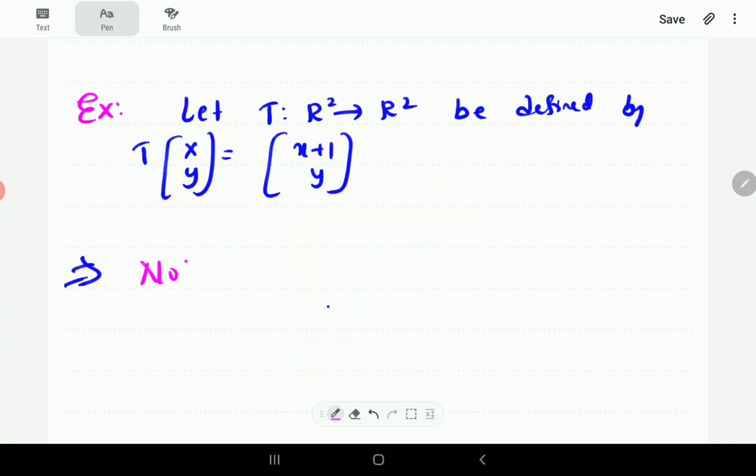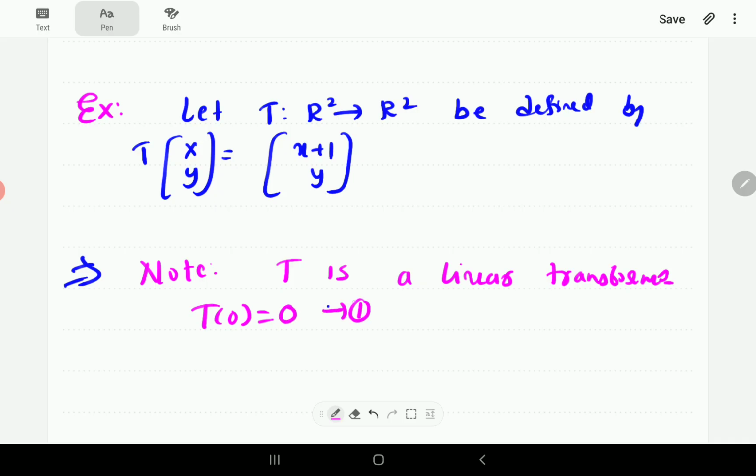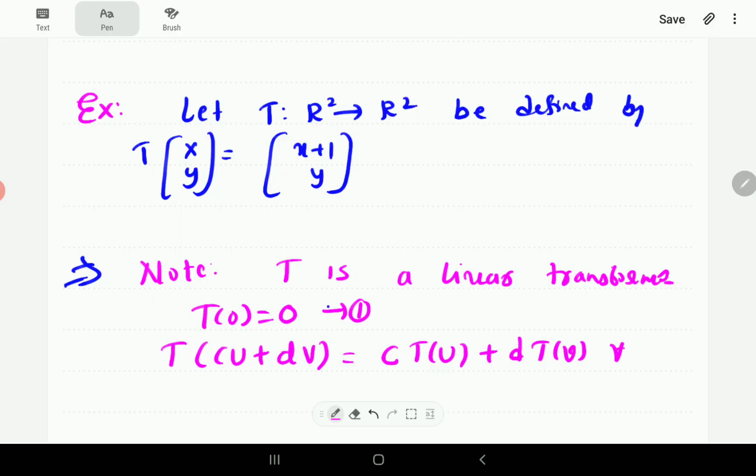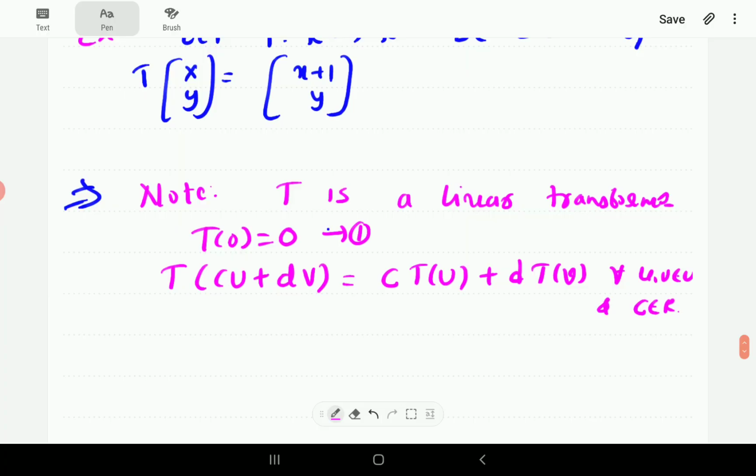The note, before I continue with the example: if T is a linear transformation, then T of 0 should be equal to 0, and then T of C times U plus D times V is C times T of U plus D times T of V. This is true for all U and V belonging to the domain and C, D belonging to R. This is the important note we have to know.